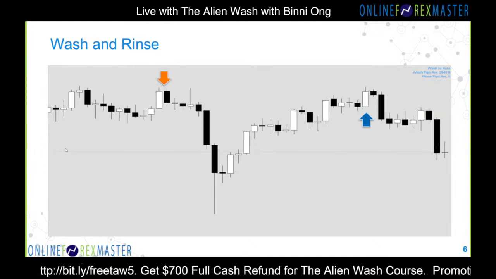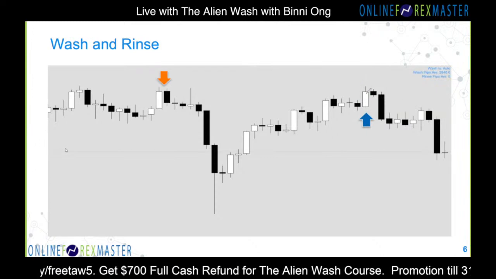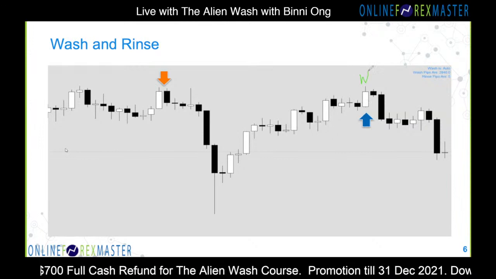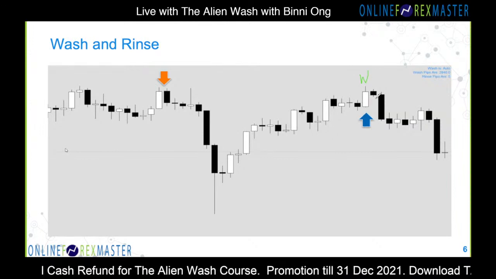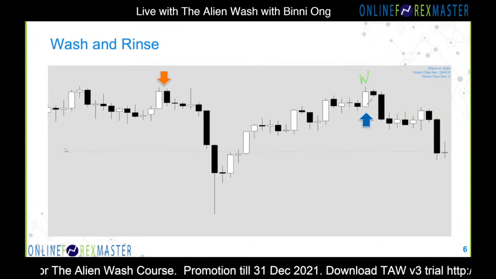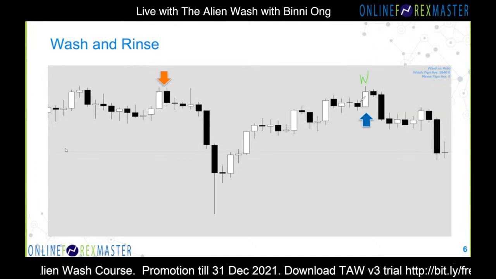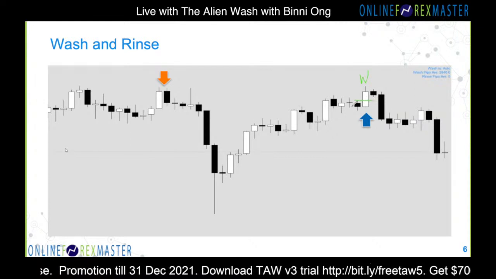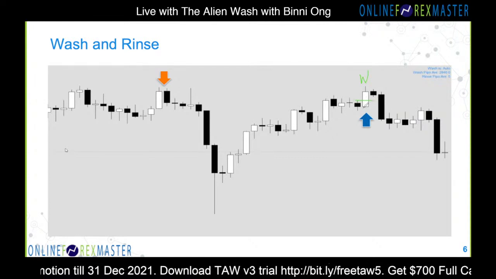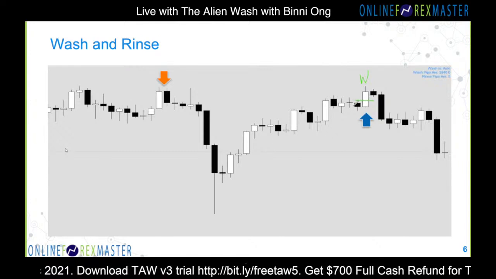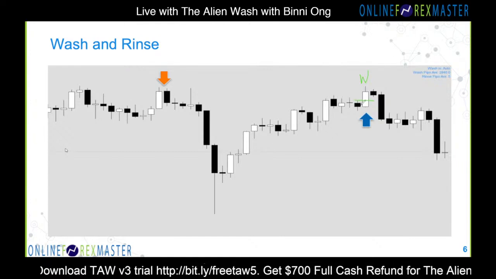All right. So what do I call this? I call this white color bar here a W. Why is this a W? Because I do not know that this is going to be a wash bar. But I call this a wash bar because as long as price can close above a previous high. So it's as simple as that. As long as price can close above a previous high, this would be, to me, a wash bar.